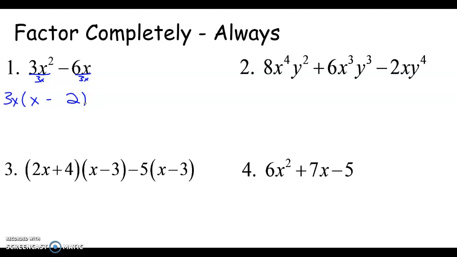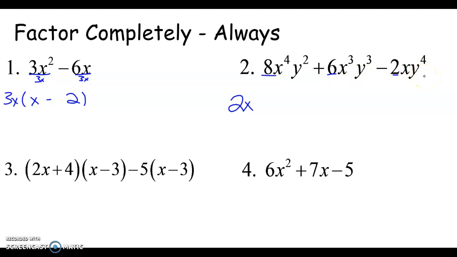Okay, next one, we can't factor that one anymore. So next one, if we want to factor that, let's see what goes into all of them. So we have an 8, a 6, and a 2. First of all, for all the numbers, we could take a 2 out. And then for the variables, you want to pick the variable that's in all three of them that has the smallest power. So I have x to the 4th, x to the 3rd, x to the 1st. So we can only take out an x. Has to be in all three of them.